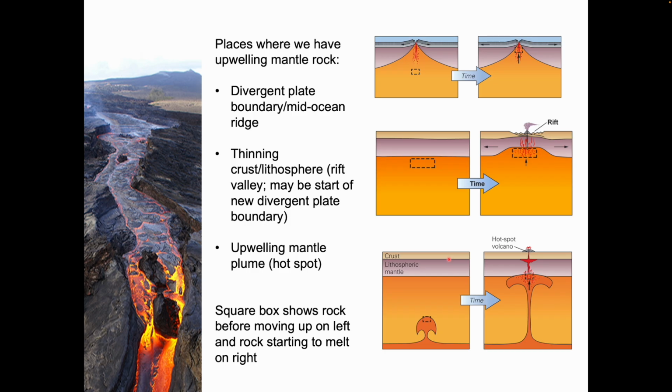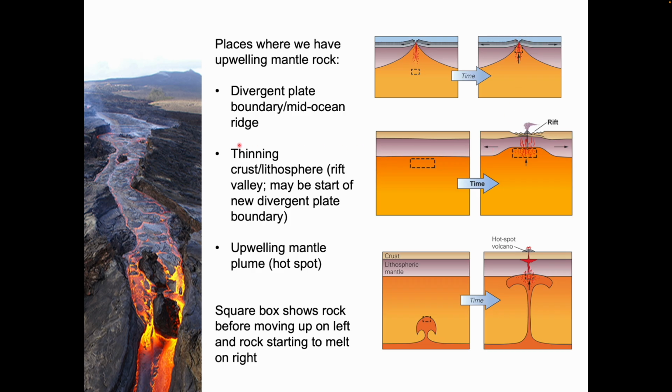Places where we have upwelling mantle rock include divergent plate boundaries, like a mid-ocean ridge. Here we have upwelling mantle rock. This box here must rise because it's upwelling. And as it does so, it melts partially. It begins to melt. Some minerals are melting and feeding volcanism at that mid-ocean ridge.